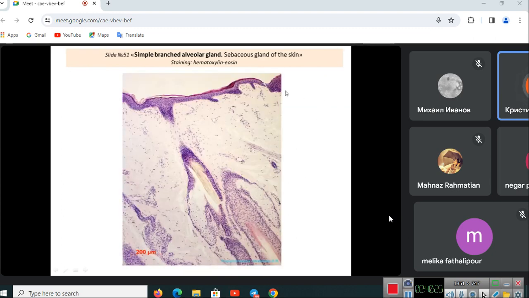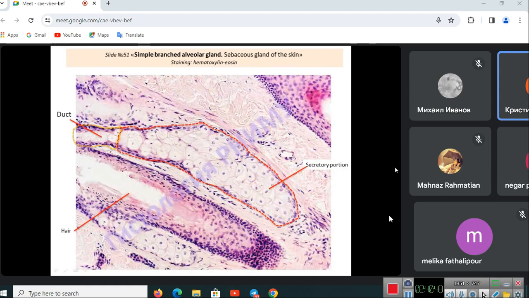Another example of this preparation: the epithelium, which is stratified keratinized epithelium, the hair, which is seen here, and sebaceous gland, one here and another one here. In this area, you can see also the sweat gland, which is very twisted. Here, at high magnification, you can see the structure of the sebaceous gland.